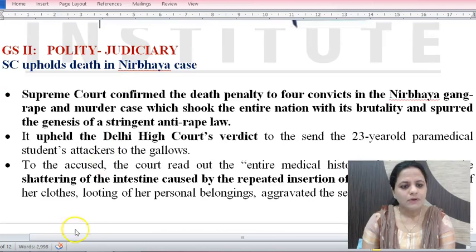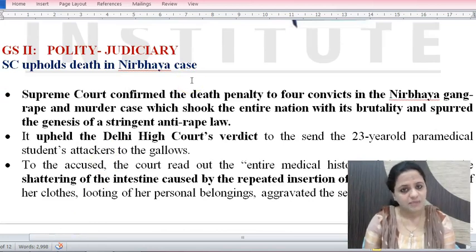Next is Supreme Court upholds death sentence in the Nirbhaya case. So this is regarding the brutal Nirbhaya gang rape case which took place in Delhi in the Munirka region in December 2012.